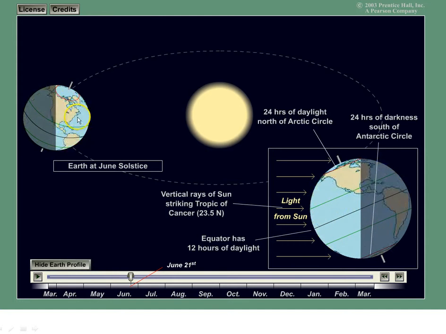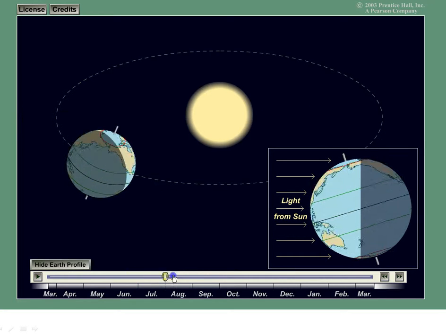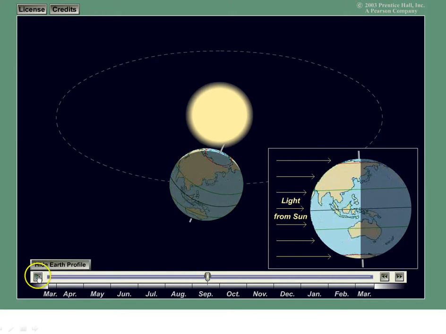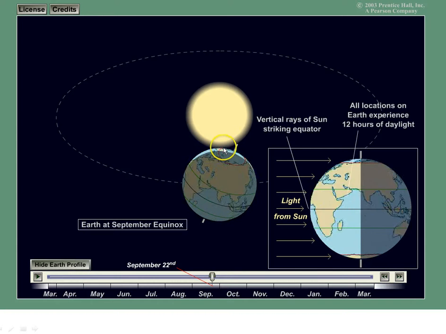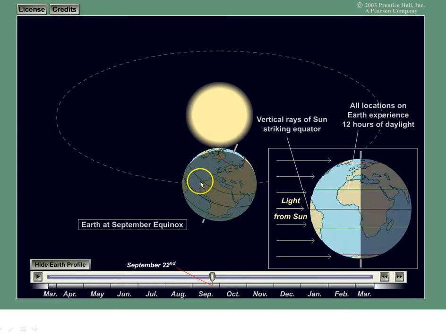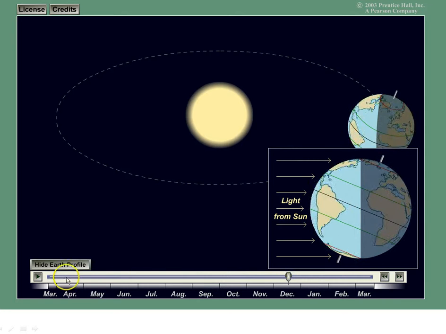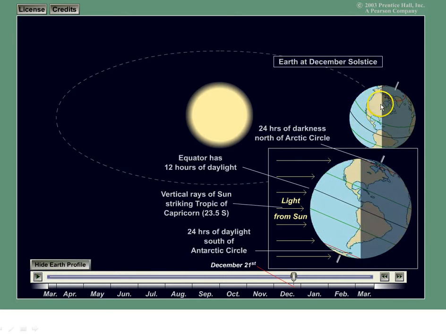So here we are, first day of summer for us, first day of winter for the southern hemisphere. If I fast forward to the equinox date over here, it's the first day of fall for us in the northern hemisphere, and the first day of spring for the southern hemisphere. And if I quickly move it to December 21st, it's our first day of winter, because we're pointed away from the sun.